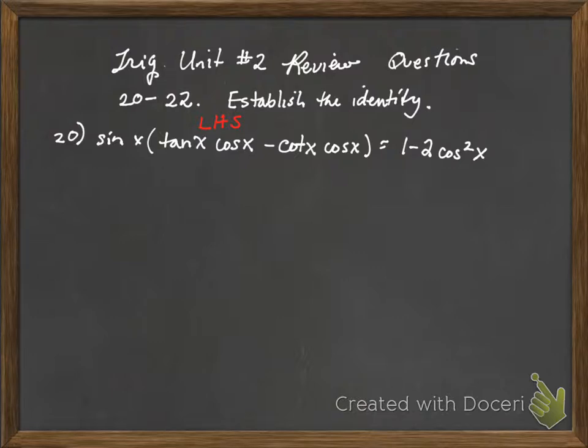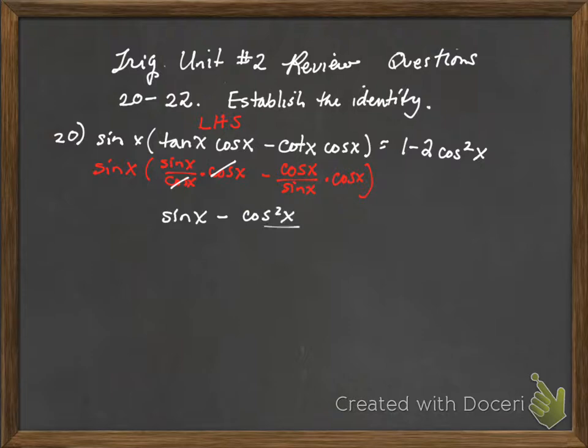What I'm going to do is write things out in terms of sines and cosines. So we have sine x here. Tangent is sine x over cosine x, times cosine x, minus cotangent, which is cosine x over sine x, times cosine x. Then I'm going to simplify this down. The cosines go away, and I'm left with sine x minus cosine squared x over sine x. This looks a little better. And remember, this is still being multiplied by sine x.